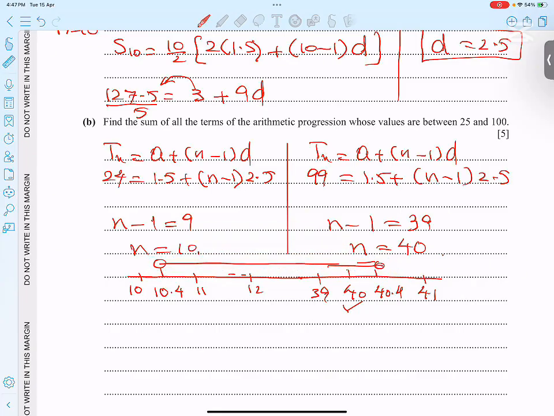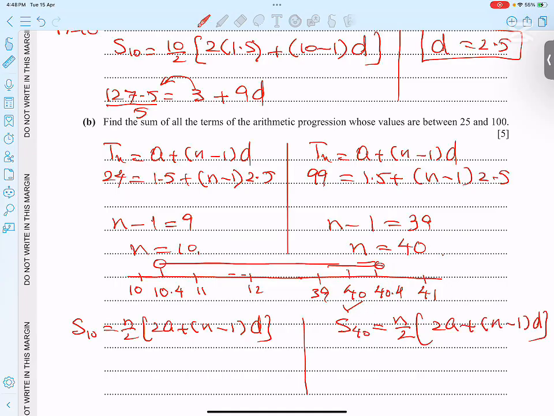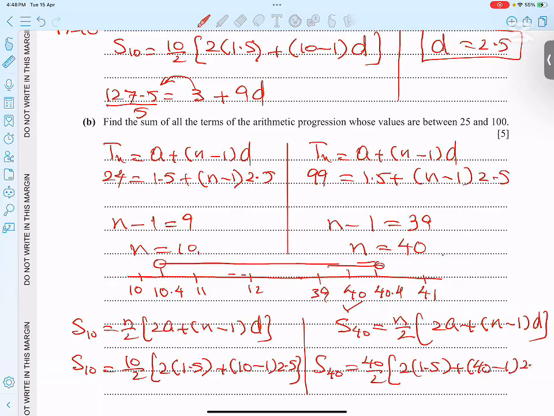Okay, and if this is okay, now I'll find the sum of the 10 terms and the sum of the 40 terms. So what is the basic formula? n divided by 2 into 2a plus (n minus 1) into d. I replace every n by 10. So 10 by 2, and a is 1.5, and here 10 minus 1, and d is 2.5. Here same, 40 by 2, and 2 times 1.5 plus (40 minus 1) into 2.5.